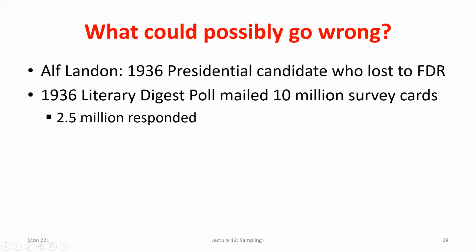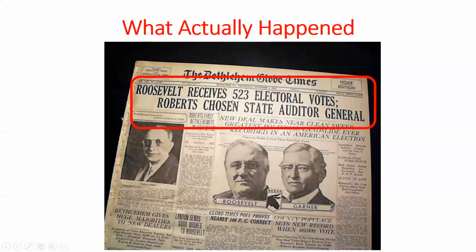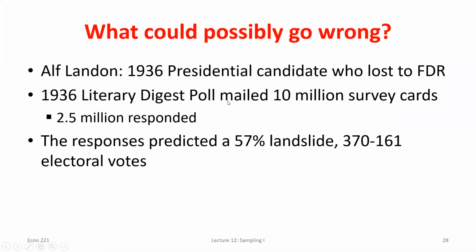I don't know if you've talked in other classes about surveys or done a survey. A 25% response rate is pretty damn good. It's hard to get people to mail things back to you. So it's a ton of observations. It's not the population, but 2.5 million is a big sample. Well, the responses predicted that Landon was going to win in a landslide, like 57% of the popular vote and a big electoral college win. But we obviously know that Roosevelt won, and in fact he won in an even greater landslide than the prediction the Digest poll had for Alf Landon. So they got it way, way wrong.